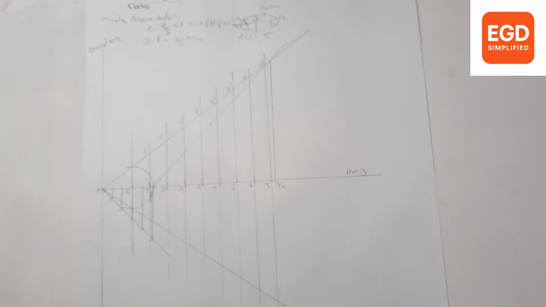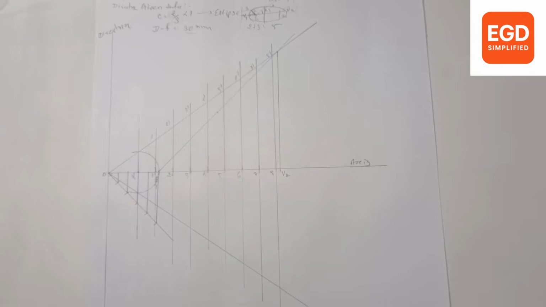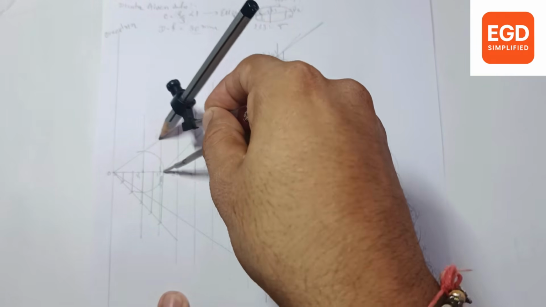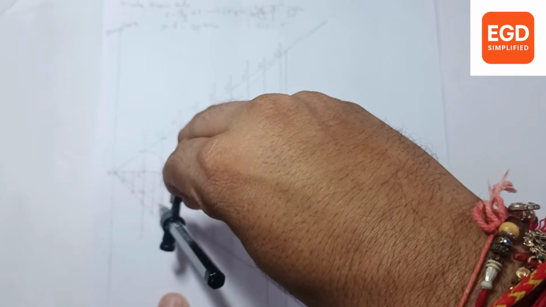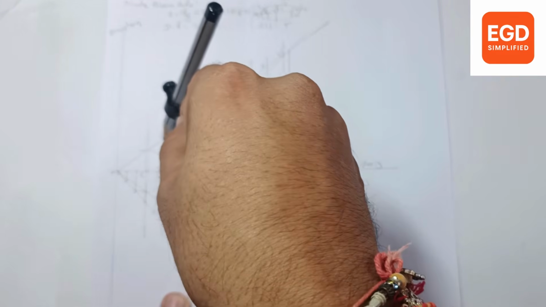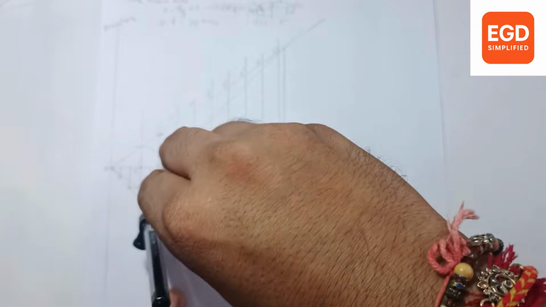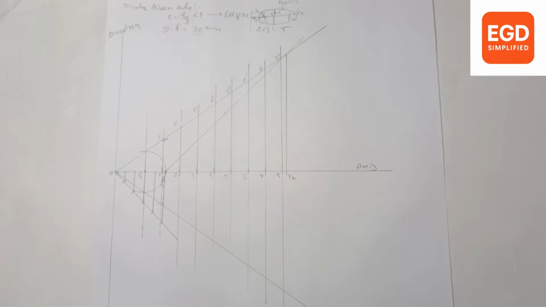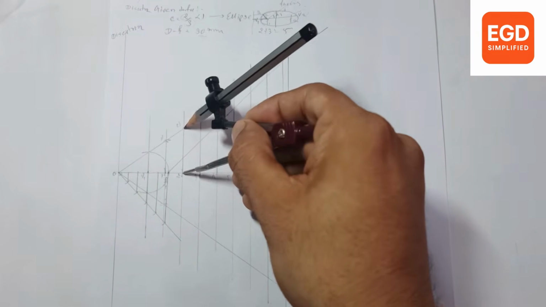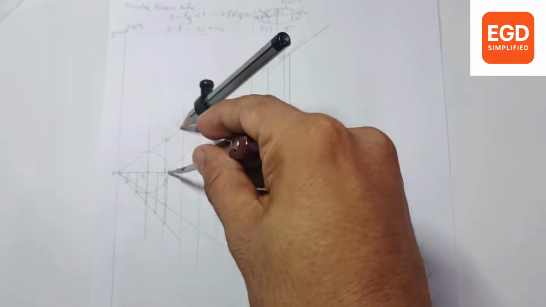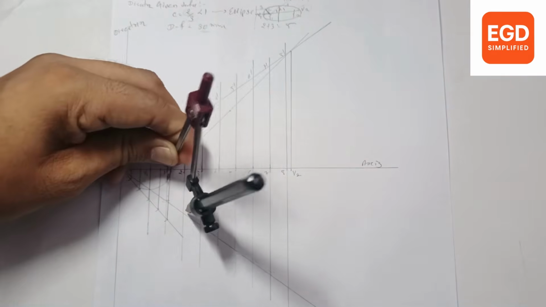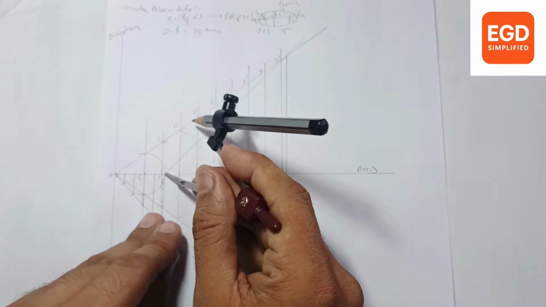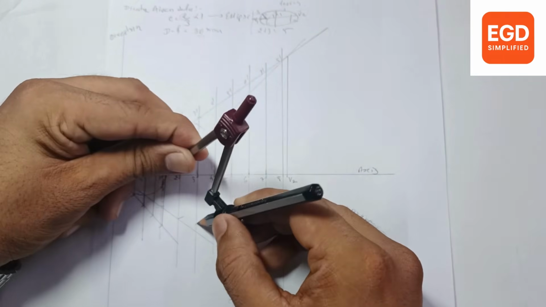Now with your rounder, take a measurement of 1 1 dash, put your rounder on the focus and draw an arc on the 1 1 dash line. Take the measurement of 2 2 dash, put your rounder on the focus, and draw an arc on the 2 2 dash line. Take a measurement from 3 3 dash, put your rounder on the focus, and draw an arc on the 3 3 dash line on the upper side and lower side.